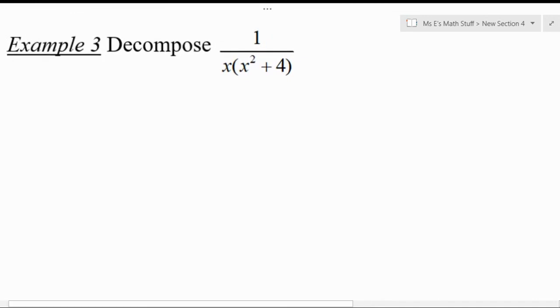All right, my friends. So with that said, now let's do a full-blown problem where you're not just going to write the form, but you'll write the form and then you'll finish the problem out. So for example 3, let's see if you can find the partial fraction decomposition. For short, I'm just going to say decompose the rational function 1 over x times the quantity x squared plus 4. Good luck.